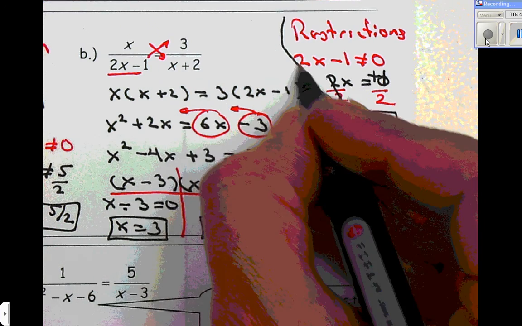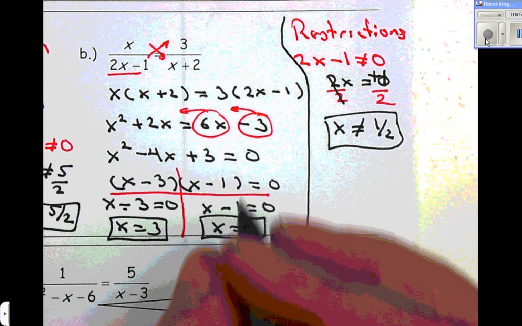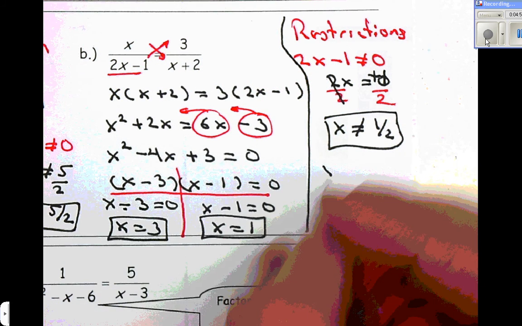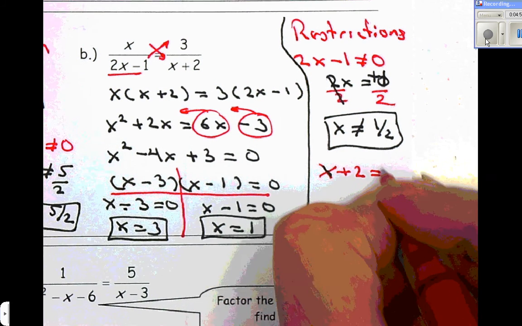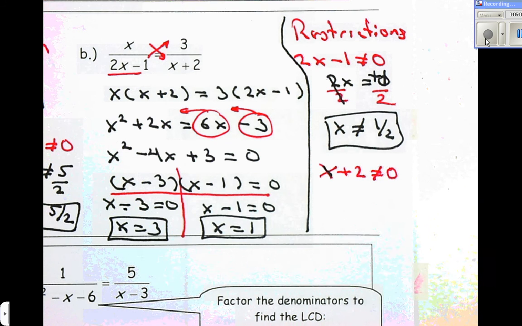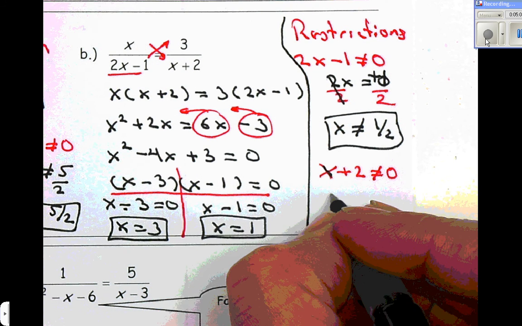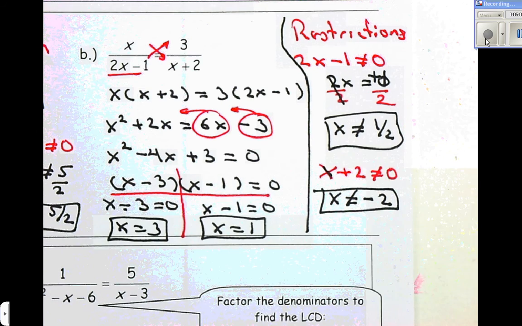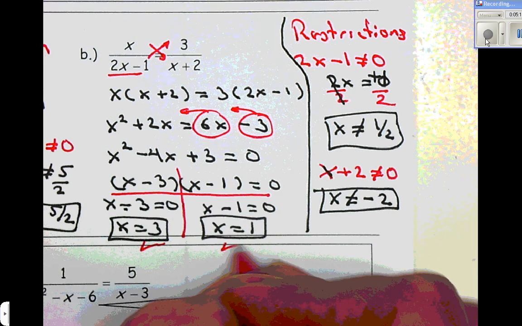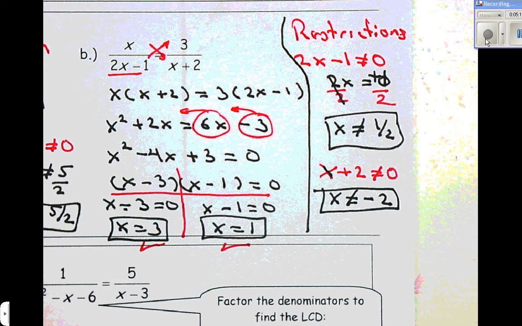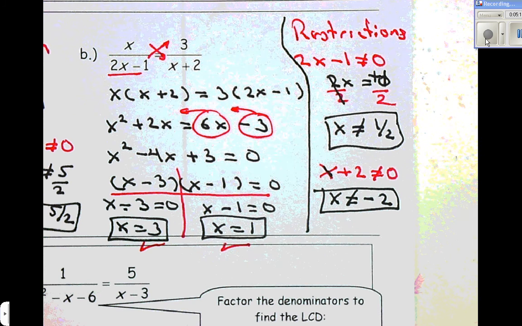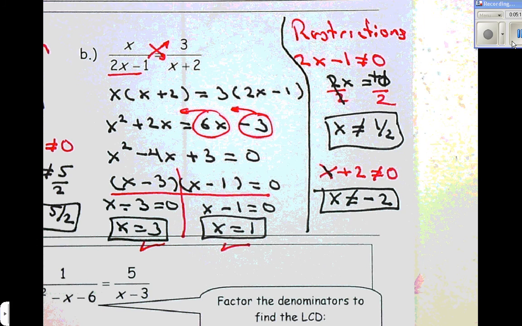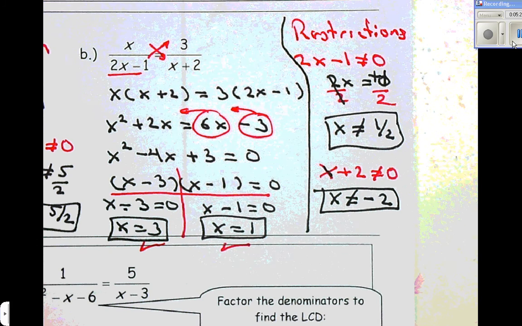Our next restriction is from the second fraction. X plus 2 cannot be equal to 0. The denominator cannot be equal to 0. Minus 2 on both sides, x cannot be equal to negative 2. And in this case, it does not affect either one of our solutions. So we have two solutions, x is equal to 3 or x is equal to 1. And yes, you must do your restrictions. Otherwise, you might get some incorrect answers and you will lose all the points.